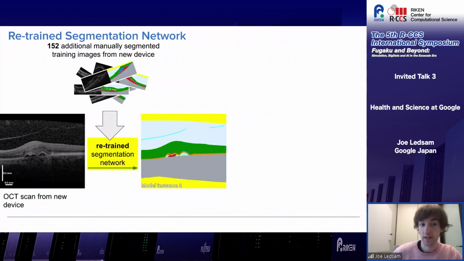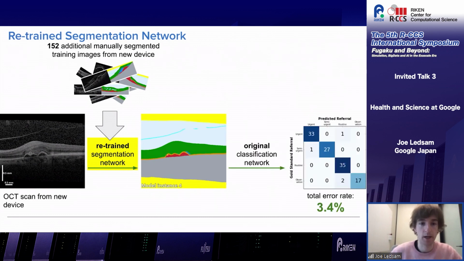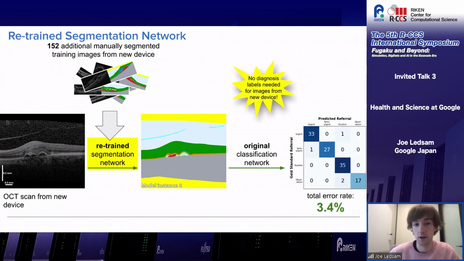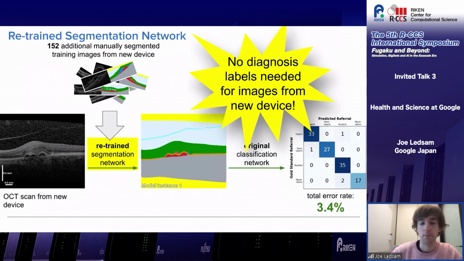If we retrain the segmentation network with only 150 additional images, which is quite reasonable to collect for a new scanner if it's being released to the market, we found that the original classification network with no additional new training maintained its performance on a ground truth test set from this new device. And so we found that that was potentially useful without needing to generate a large amount, thousands of new cases for each additional new scanner that emerges.